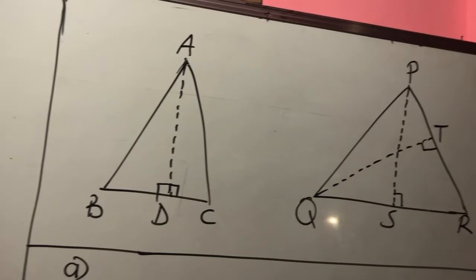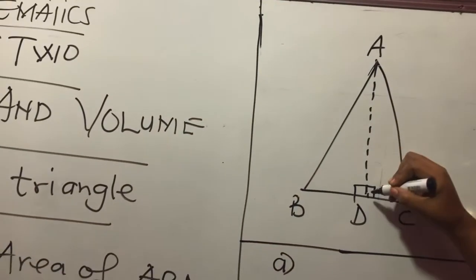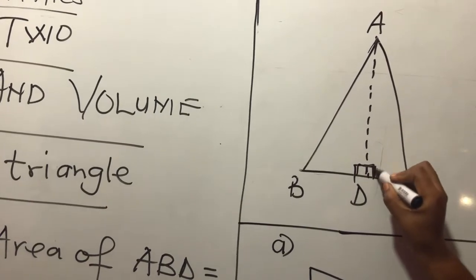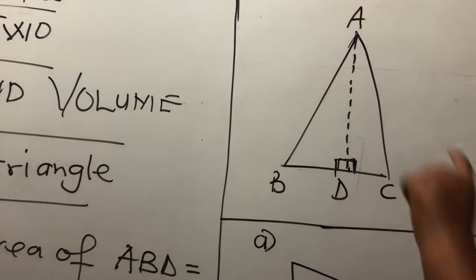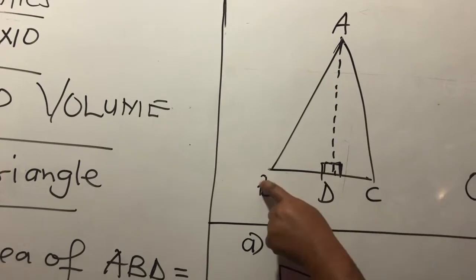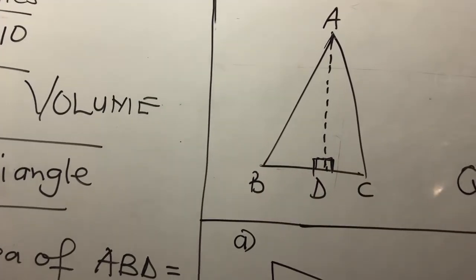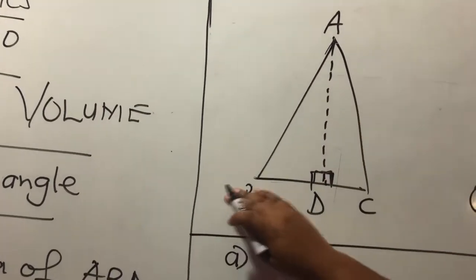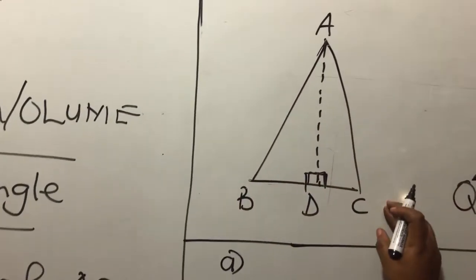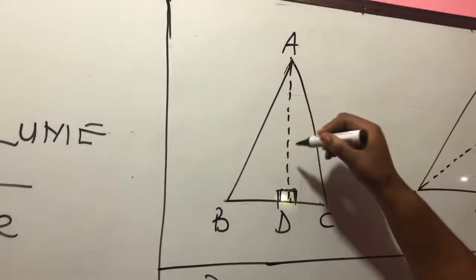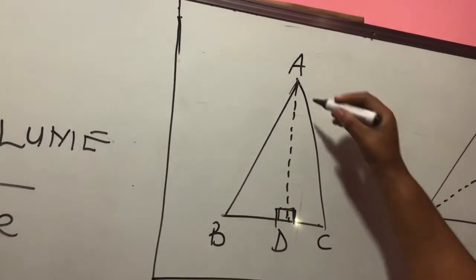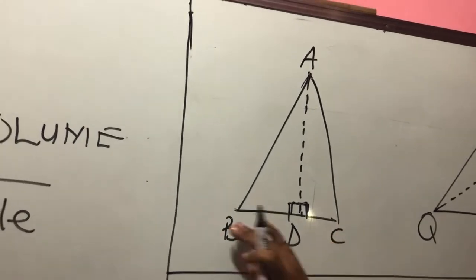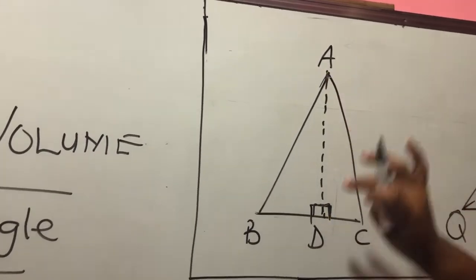We have the height or the altitude here, and where it's meeting is forming a right angle. So this is the height and the corresponding base, BC. Why do I say it's corresponding? Because it is perpendicular to the line BC. So you cannot say that the height of this triangle is AD but the base is AC. It doesn't work that way because AD is not perpendicular to AC.